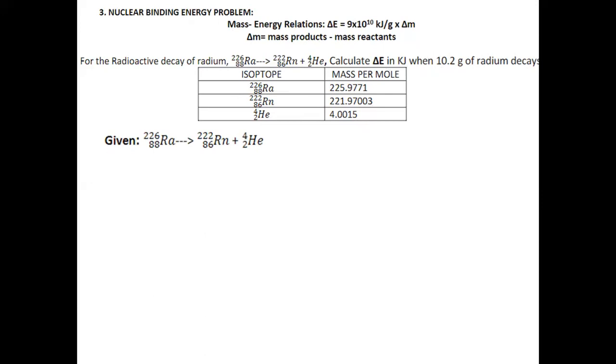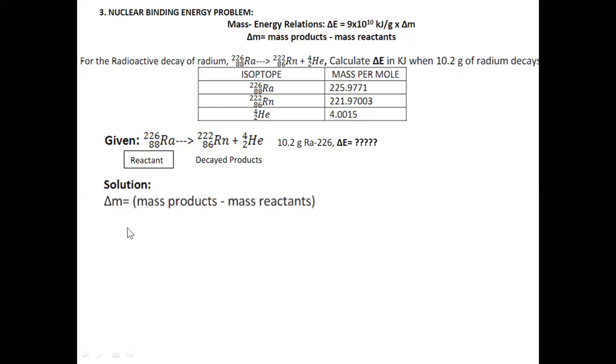We are given this nuclear reaction equation, where radium is the reactant, and the alpha decay conversion of radium gives these decayed products. We are given the sample as 10.2 grams of radium-226 with its unknown delta E, or binding energy. Now we're going to proceed with our solution. First, we need to solve for delta M.